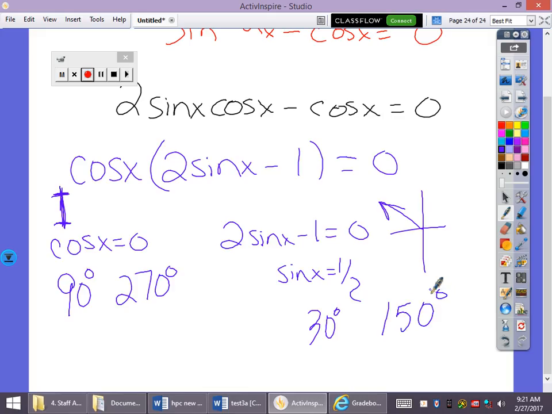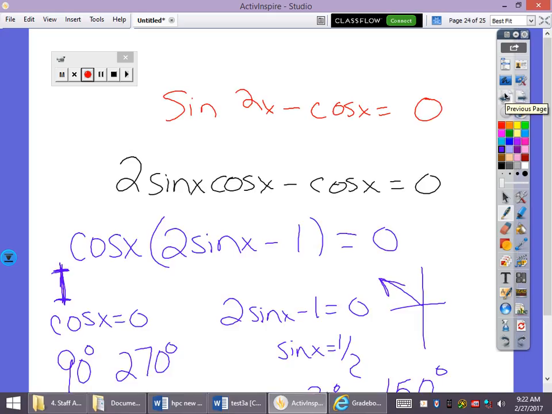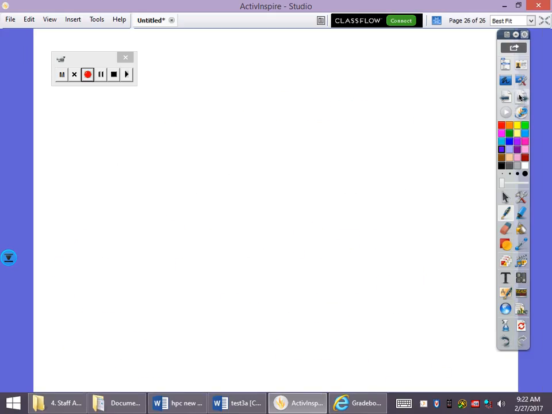Okay, moving on to number 12. Number 12, yes? Okay. Yes. Let's go back. Why didn't I? Because it's not multiplication, it's subtraction. You only distribute multiplication. Okay, so we are on number 12.